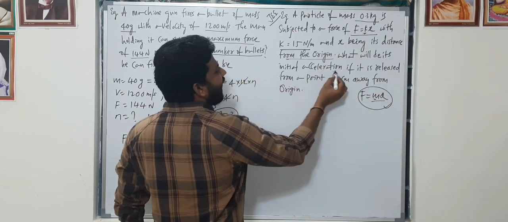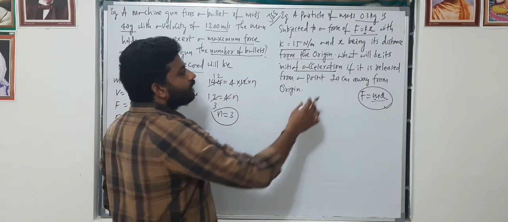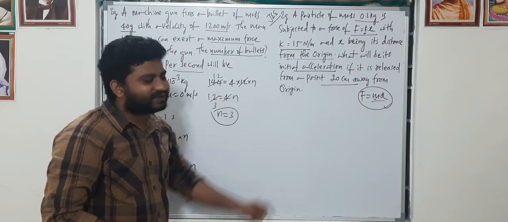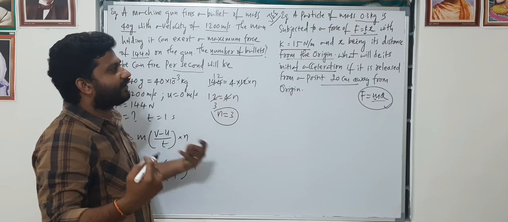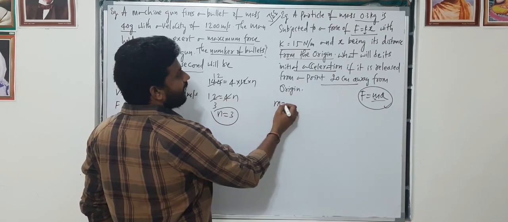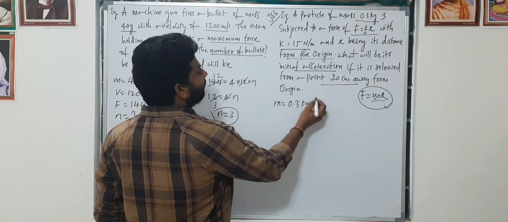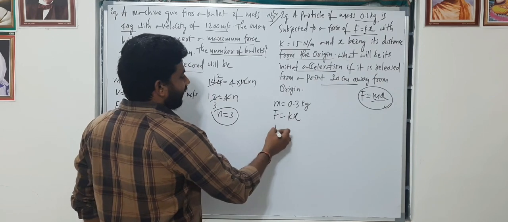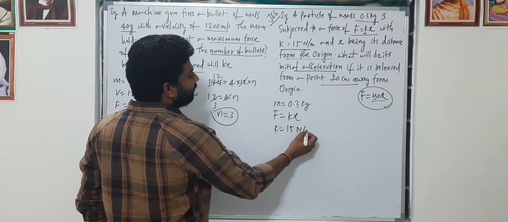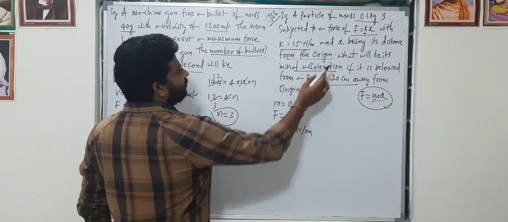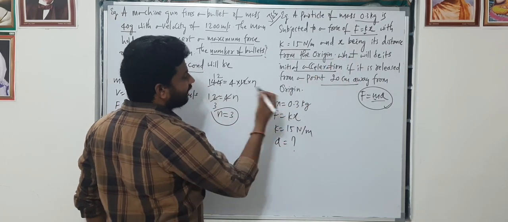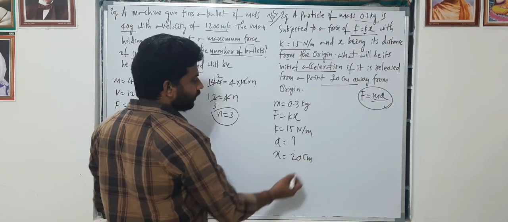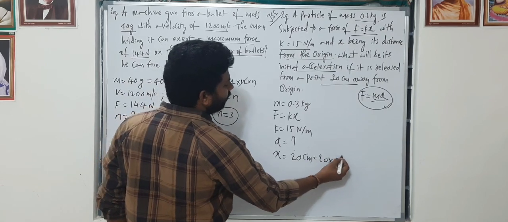What will be its initial acceleration? We need to find the acceleration, if it is released from a point 20 centimeters away from the origin. 20 centimeters is the x value. Let's write down whatever values they have given. Mass is equal to 0.3 kilogram, F = kx, k is equal to 15 Newton per meter. And what will be the acceleration? Acceleration we need to find out, when the point is 20 centimeters from the origin. 20 centimeters I can write as 20 into 10 raised to minus 2 meter.